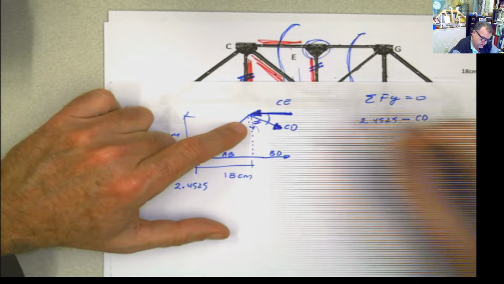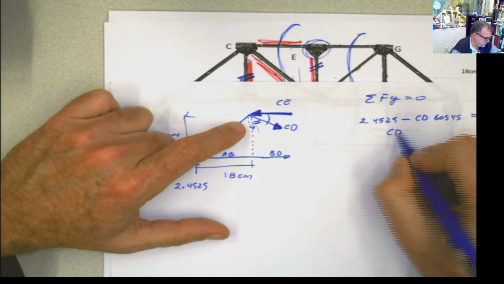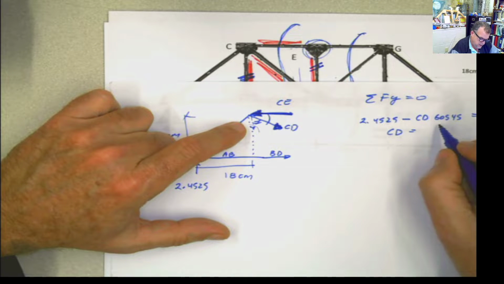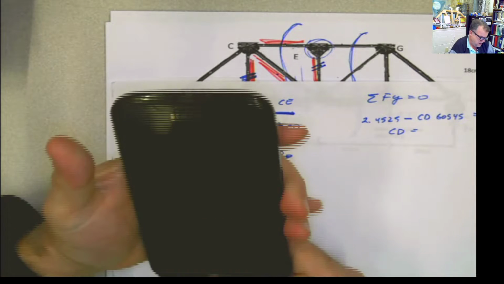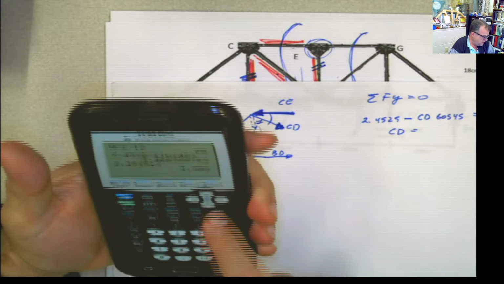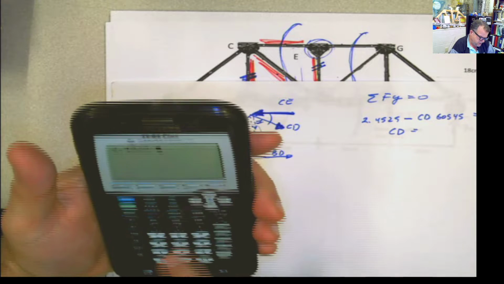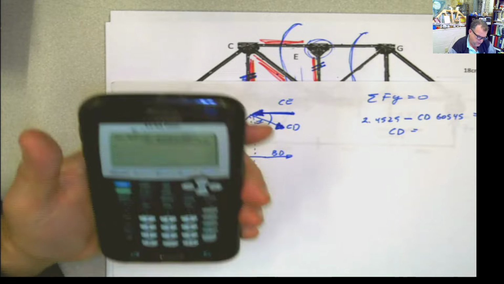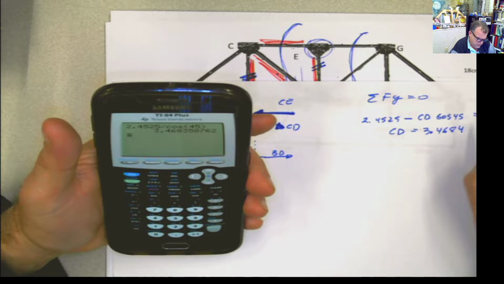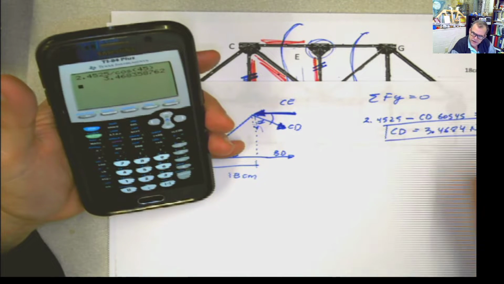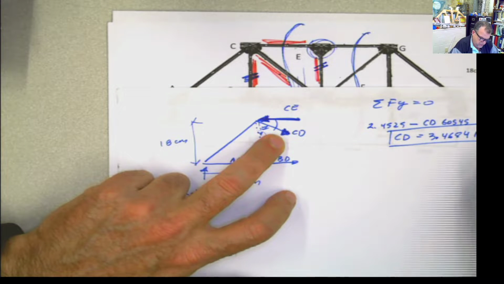If I use this angle of 45, it's going to be cosine 45 degrees. So CD is going to be equal to 2.4525 divided by cosine of 45, which is 3.4684 Newton. I assume it is in tension, so it's going to be in tension because it's leaving the joint.